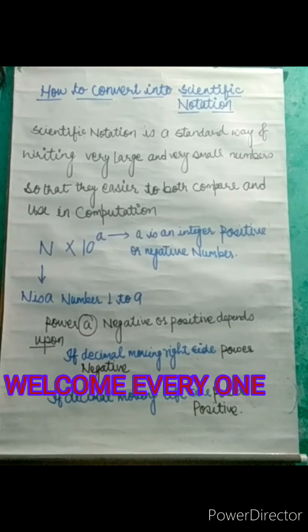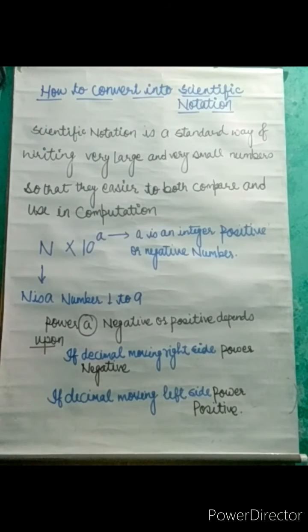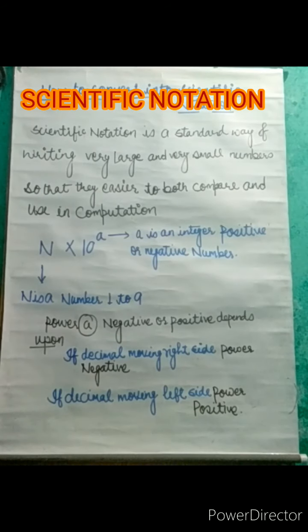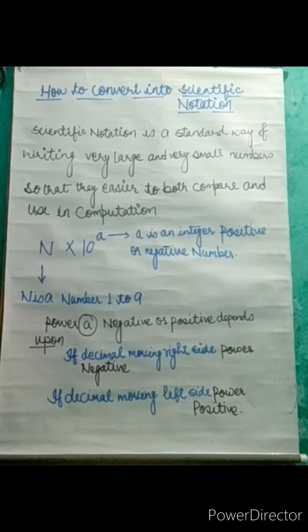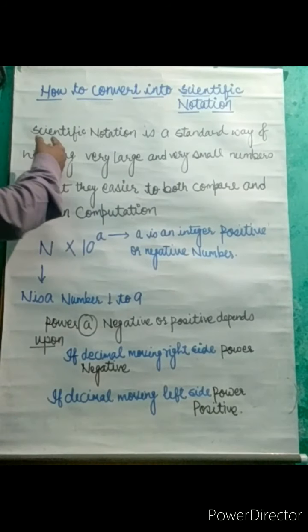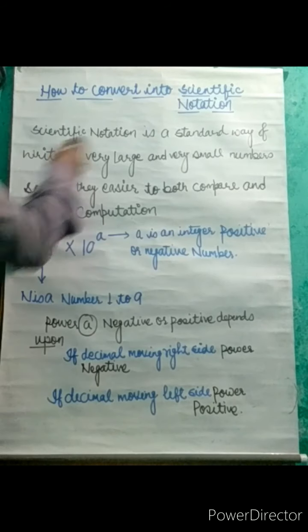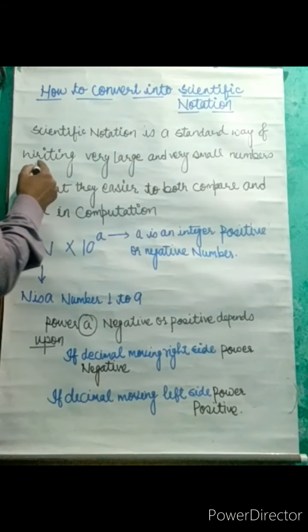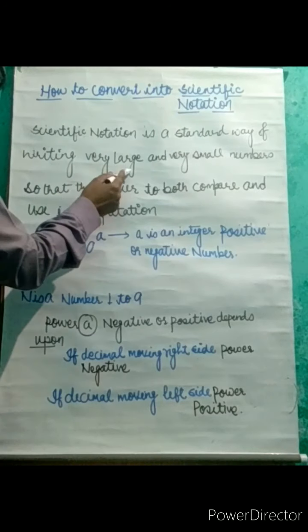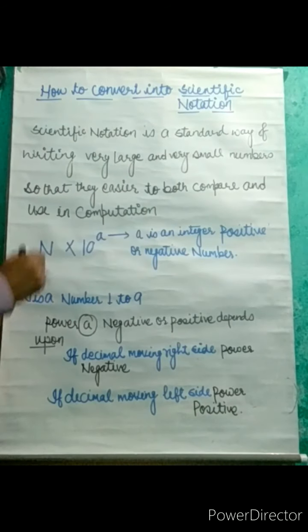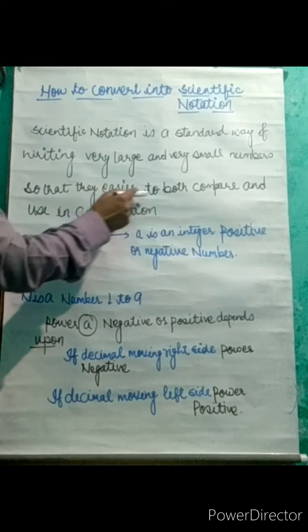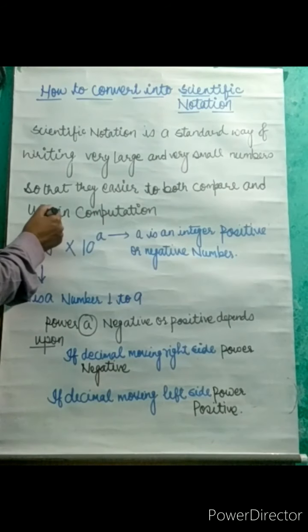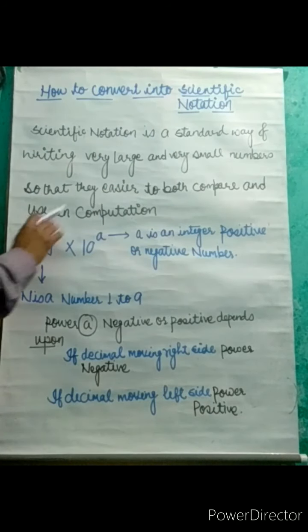Today's topic is how to convert into scientific notation. Before we study how to convert into scientific notation, it is very necessary that first of all we understand what scientific notation is. Let's see. Scientific notation is a standard way of writing very large and very small numbers so that they are easier to both compare and use in computation.